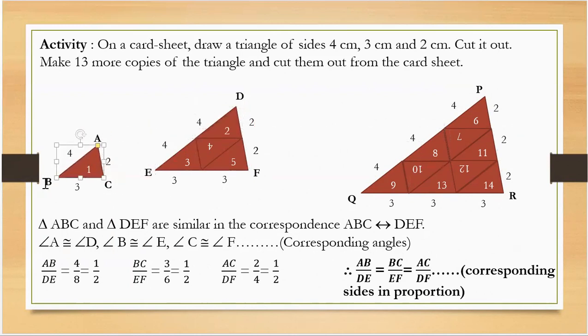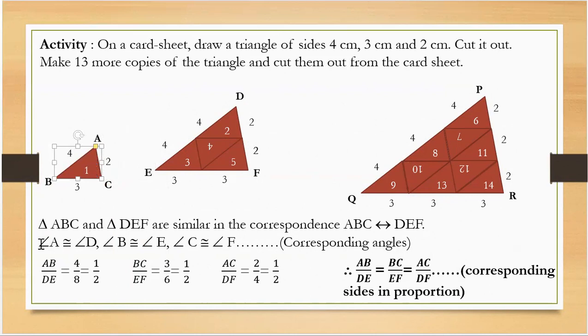Now angle B should be equal to angle E. Let us match that triangle also and see. See, exactly it is matching. And angle C should be equal to which angle? Angle F. So I'll take this figure and I'll match angle F also. So once angle F also matches, that means what? All the angles are equal. So that criteria is satisfied.